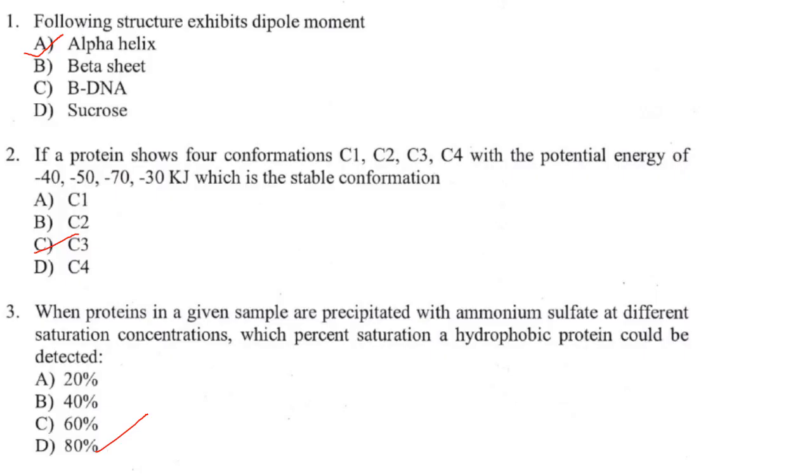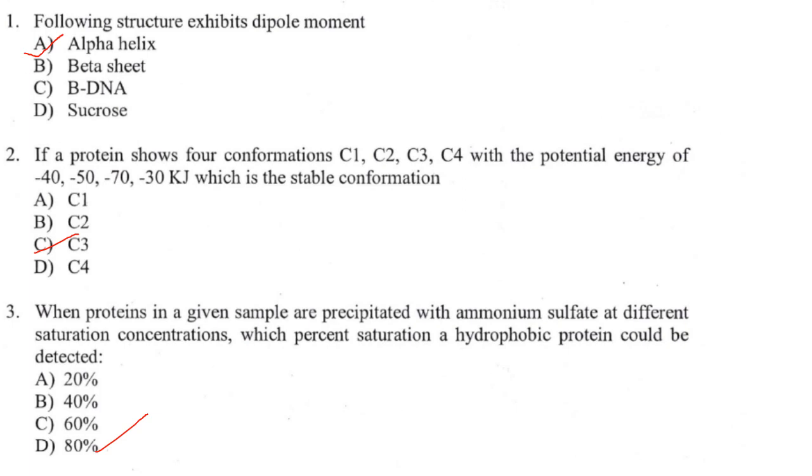To the first question. Which following structure exhibits dipole moment? It is the alpha helix that exhibits dipole moment, because a helix has an overall dipole moment due to the aggregate effect of the individual microdipoles from the carbonyl groups of the peptide bond pointing along the helix axis. So the answer here is option A.